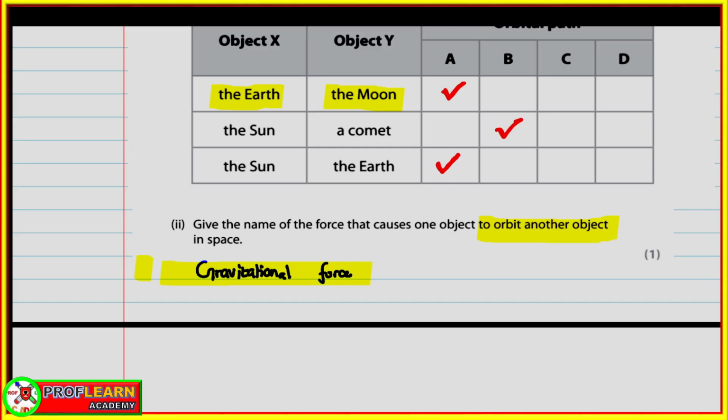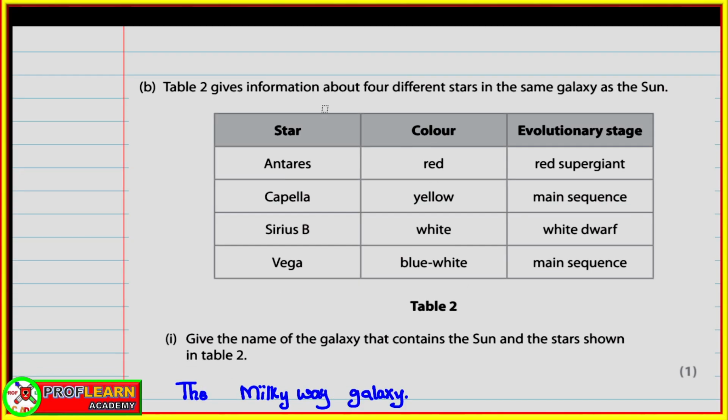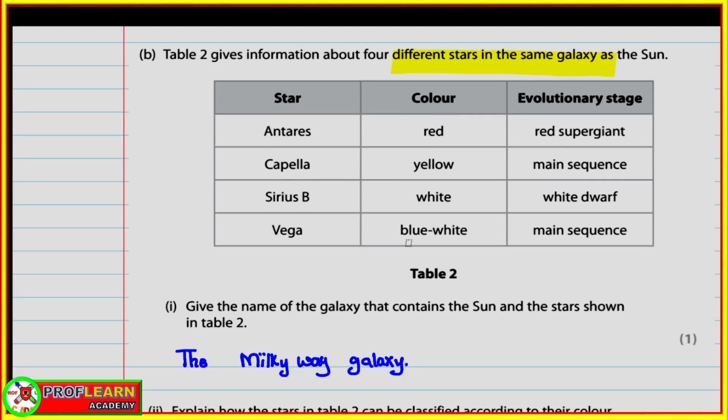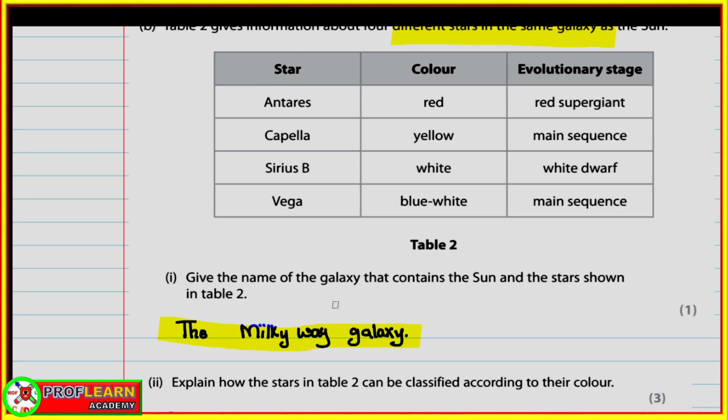Moving to the next part here, we are told the table gives information about different stars. So this is now classification of stars. We are told that the table gives information about different stars in the same galaxy as the sun. Our galaxy where the sun is called the Milky Way galaxy.